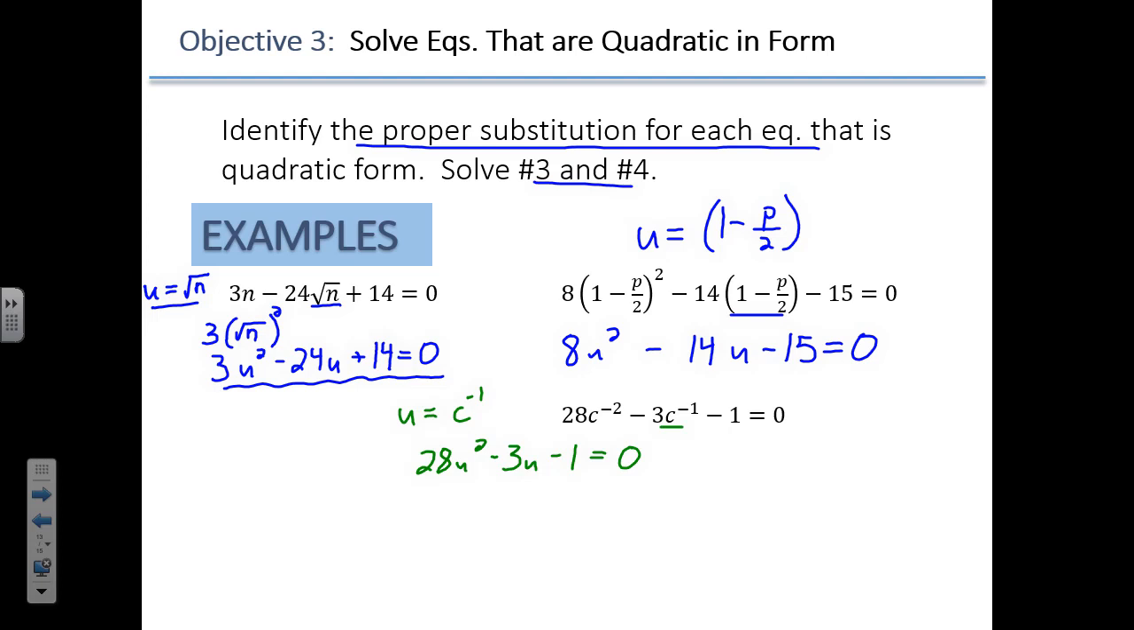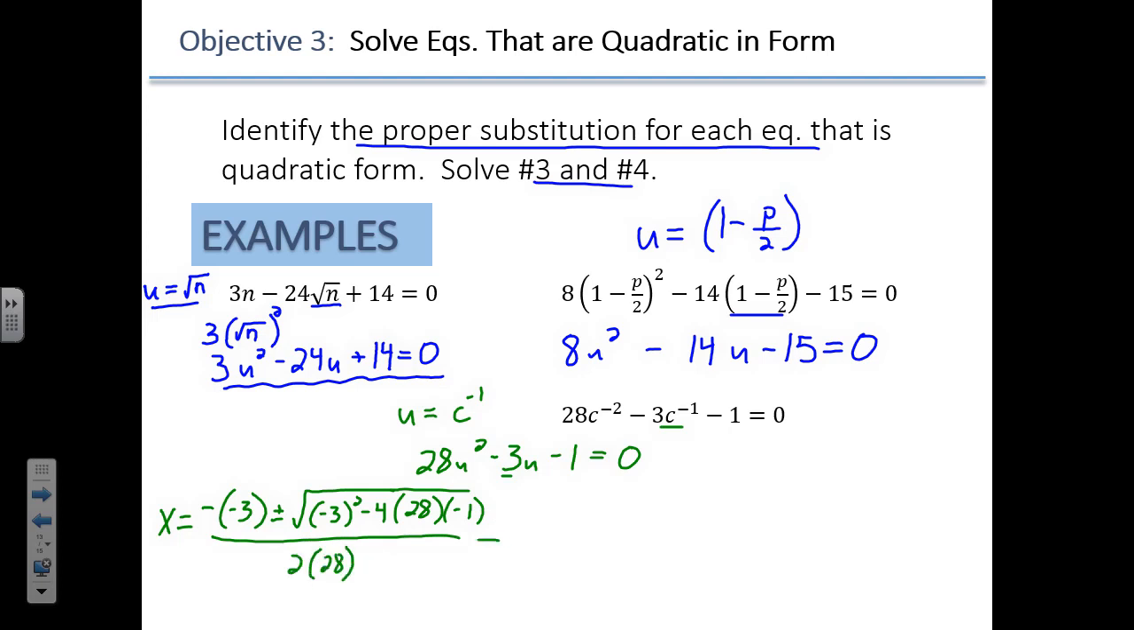Let's use the quadratic formula to solve that. X equals negative b, our b value is negative 3, plus or minus the square root of our b value squared minus 4 times our a value, which is 28, times our c value, which is negative 1, all over 2 times our a value of 28. But if we simplify that, we get 3 plus or minus the square root of 121 over 56.